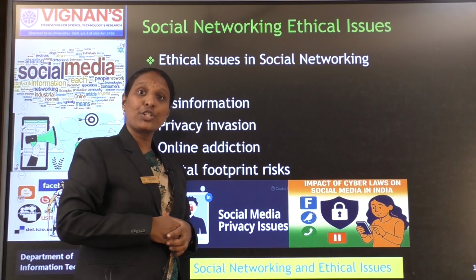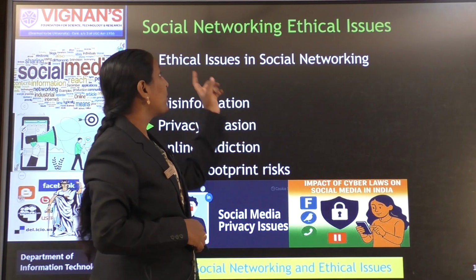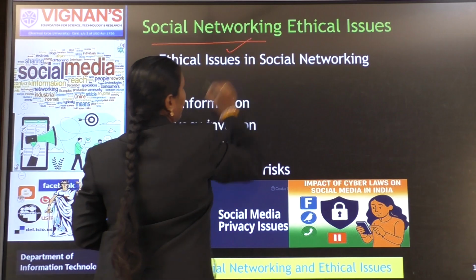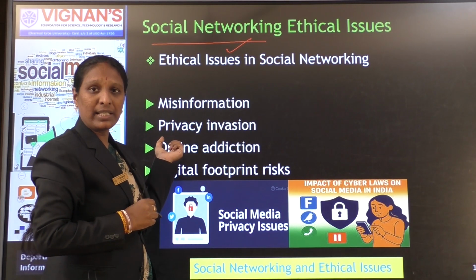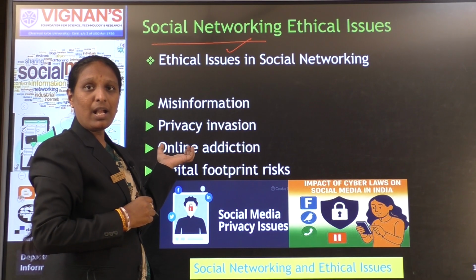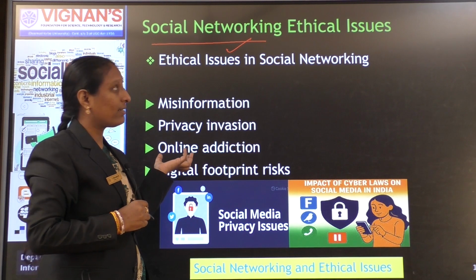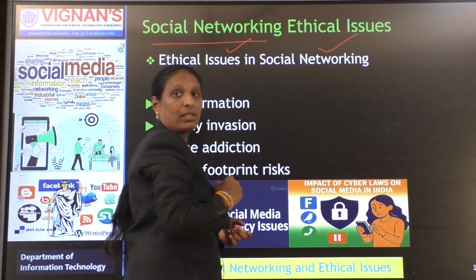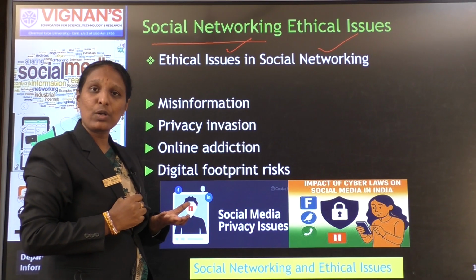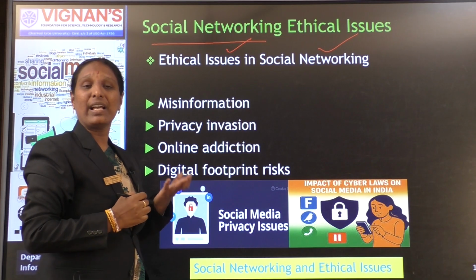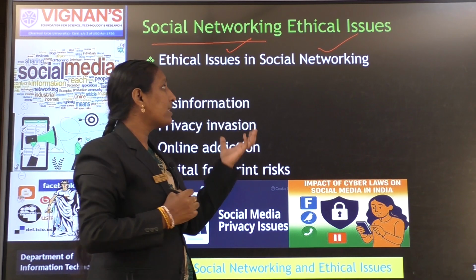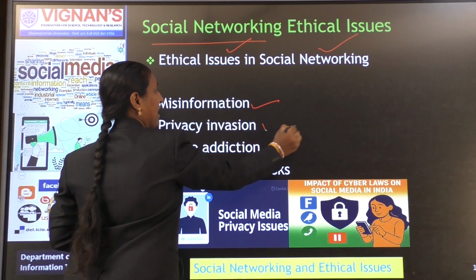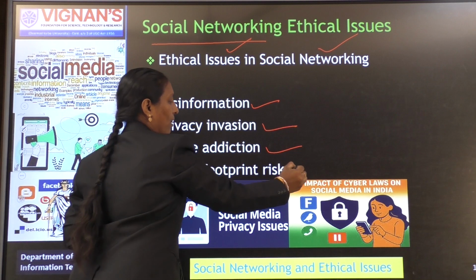Social networking ethical issues. We discussed what social networking is, how it is used and what the types are, and how it is socialized in society. But when we use social networks, what ethical issues are going on, what ethical issues have happened around us, what mistakes have we made? These are what we need to concentrate on. Ethical issues in social networking: misinformation, privacy invasion, online addiction, digital footprint risks.